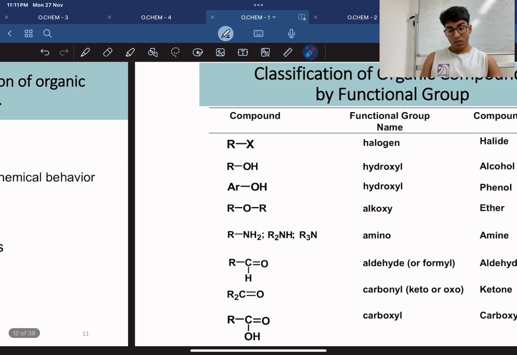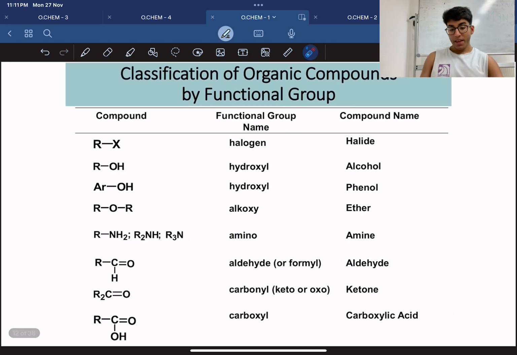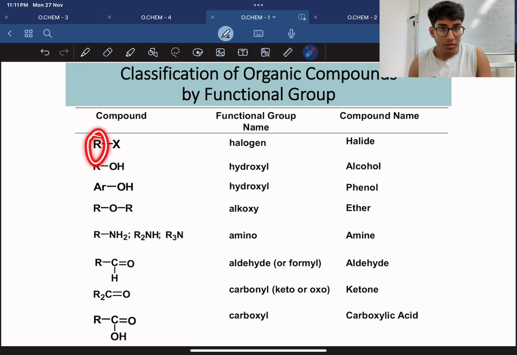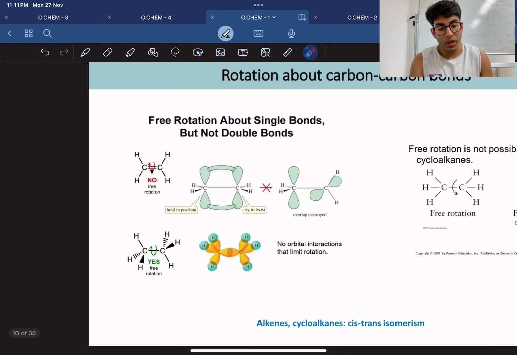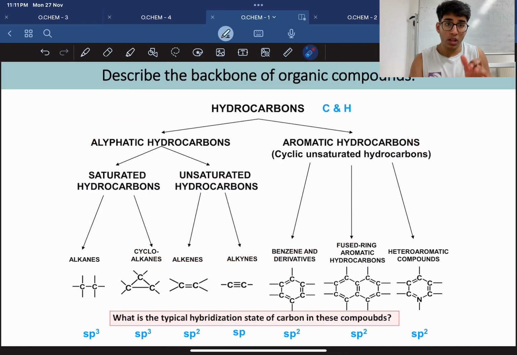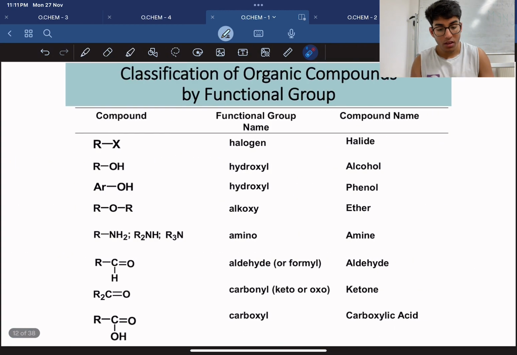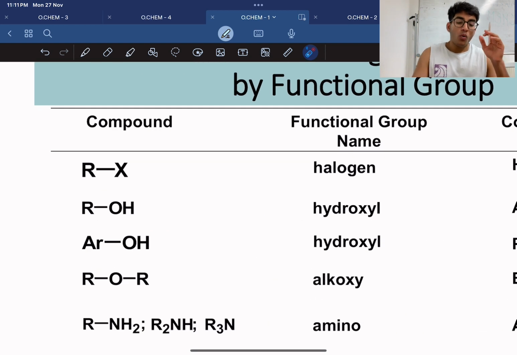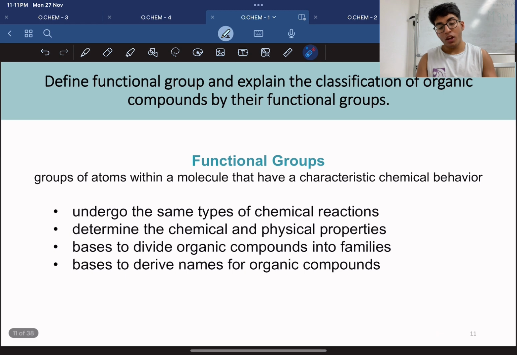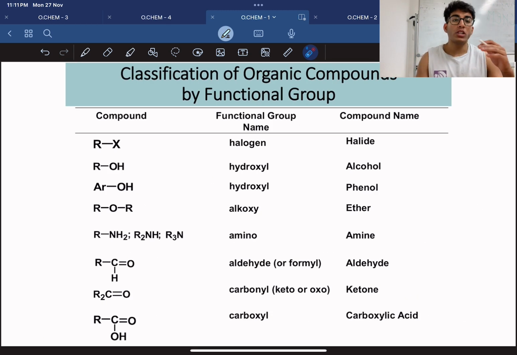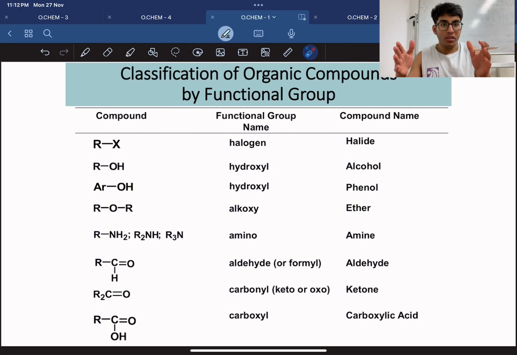Okay, now let me look at this. Look at this chart. R is a hydrocarbon. Could be anything. Could be any hydrocarbon which we discussed over here. Could be any one of these. Okay, that's an R. Now, what is a functional group? It's a group of atoms which join at the end of a group, like a compound.